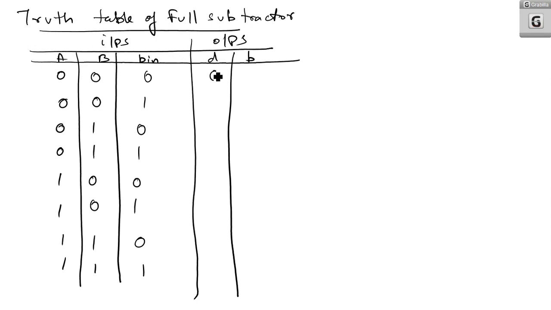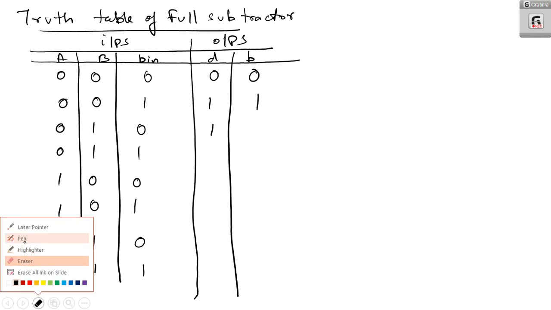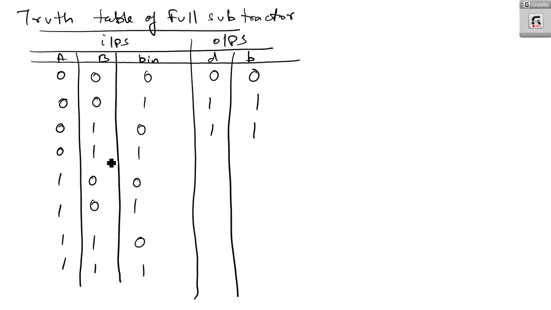0 minus 0 minus 0: difference is 0, borrow is 0. 0 minus 0 minus 1: difference is 1 with a borrow of 1. 0 minus 1 minus 0: 0 minus 1 is 1 with a borrow of 1. Now 0 minus 1 minus 1: 0 minus 1 is 1 with a borrow of 1, and 1 minus 1 is again 0, the borrow remains 1. 1 minus 0 minus 0 is 1 with borrow 0. 1 minus 0 minus 1 is 0 with borrow 0. 1 minus 1 minus 0 is 0 with borrow 0. 1 minus 1 minus 1: 1 minus 1 is 0, and 0 minus 1 is 1 with a borrow of 1.